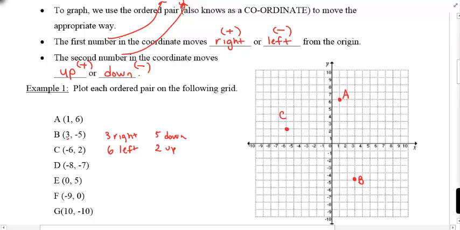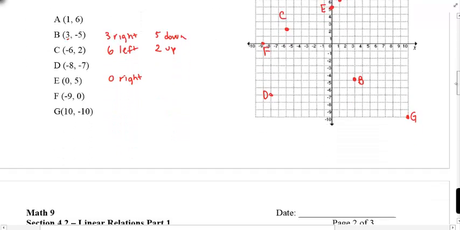(-8, -7) is down here. That's D. Interesting, this one's 0. So 0 right, 0 left, you just don't move right or left, and just go 5 up. There is E. (-9, 0) means you go 9 to the left but don't go up or down, so you're on the horizontal axis. And then G, (10, -10), is way down in the bottom right corner. Did you get them right? Cool, let's move on.